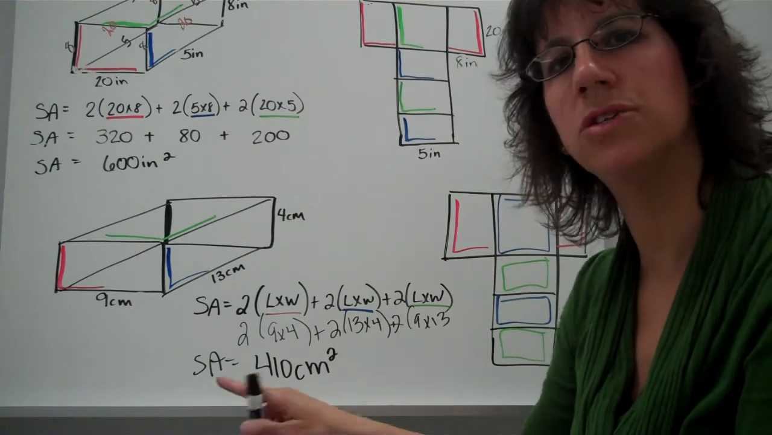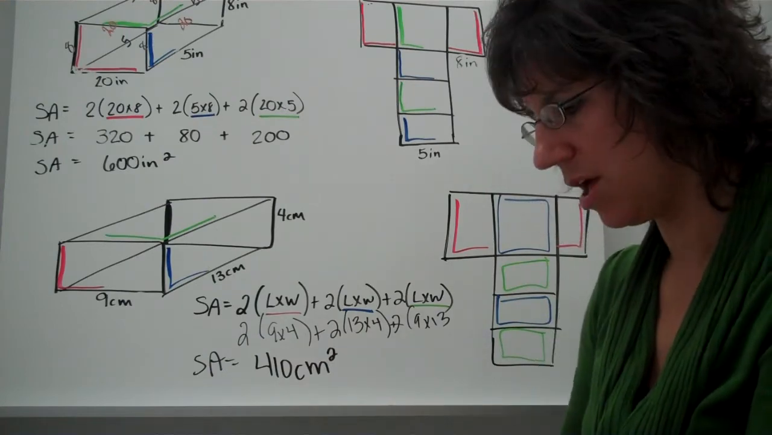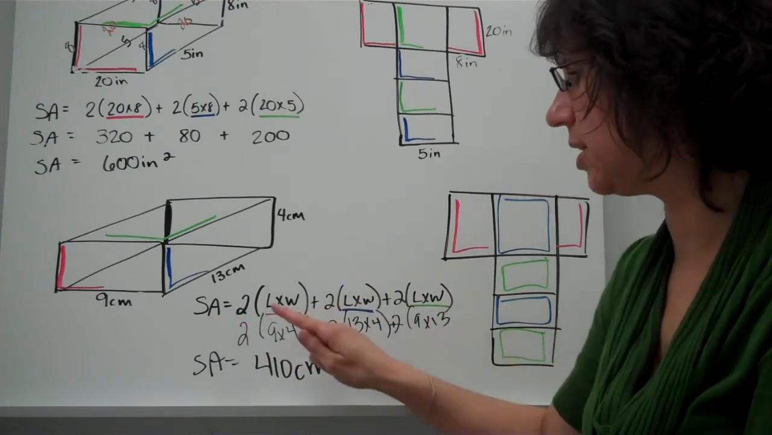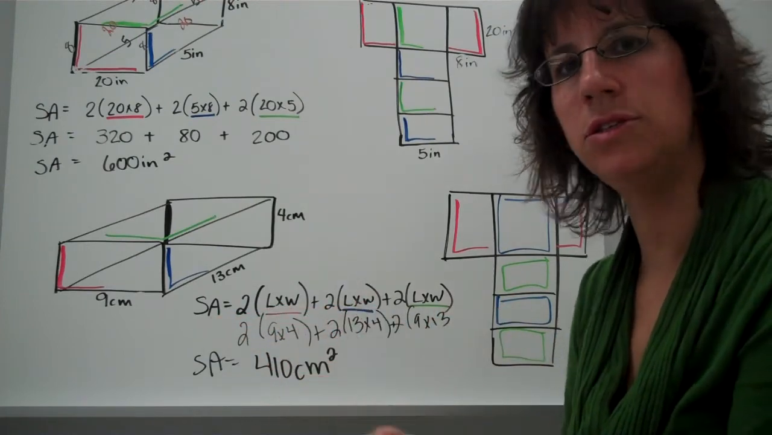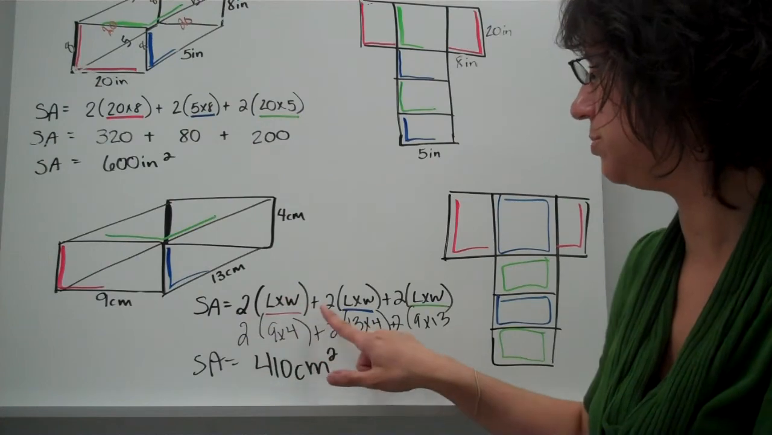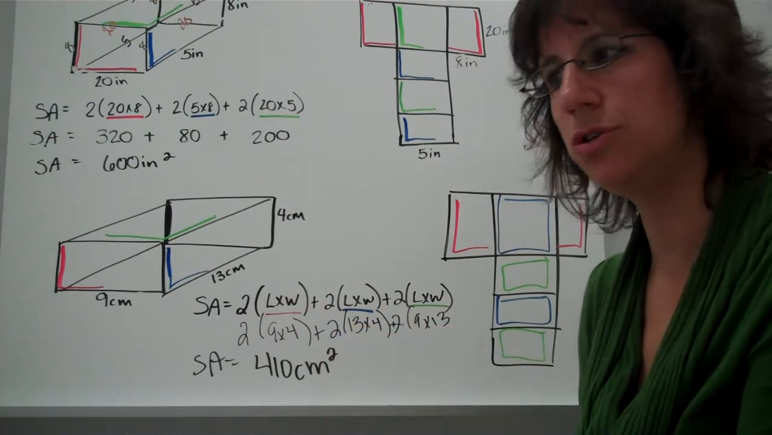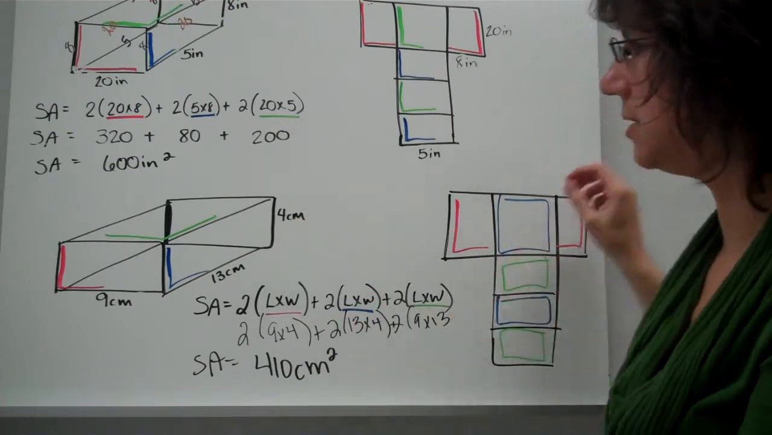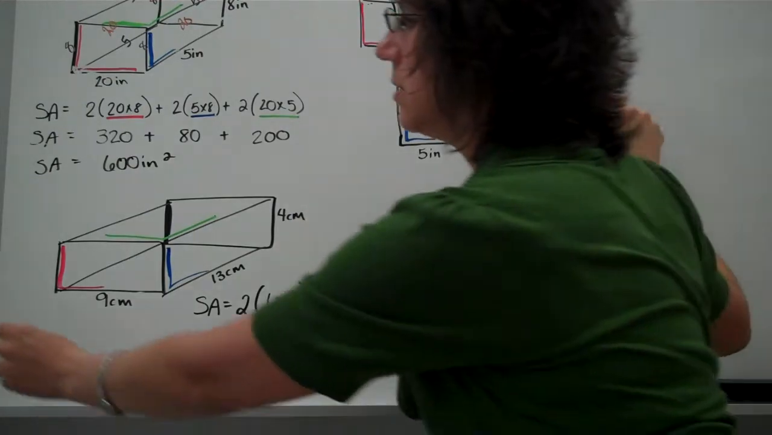Remember, we're doing area, so that area does need to be squared. We'll do some more practice problems in class, but you really need to understand the formula and how there are 6 sides to a rectangular prism, so you're doing 2, 4, and 6. 2 are the same on the ends, 2 on the top and bottom, and 2 on the sides. All right?